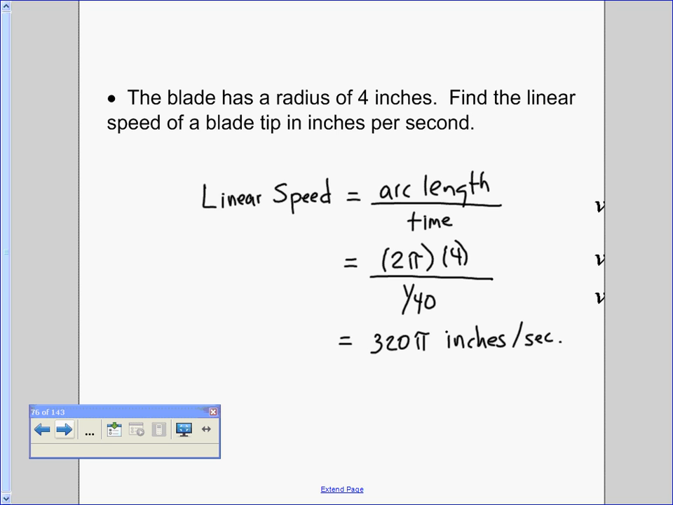All right. And that's all I have for section 6.3.